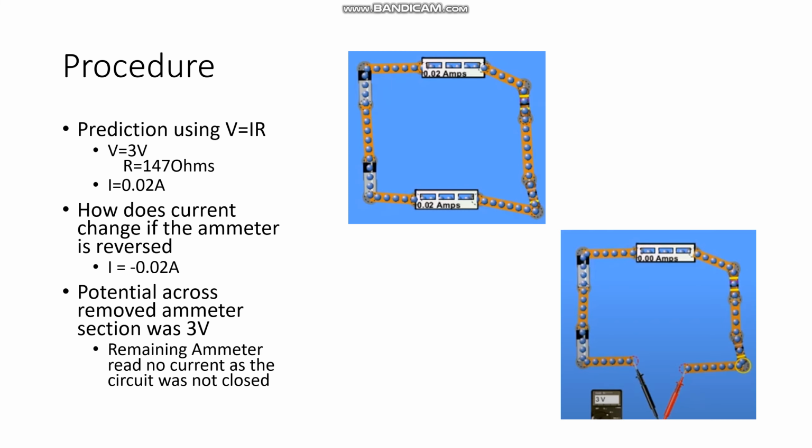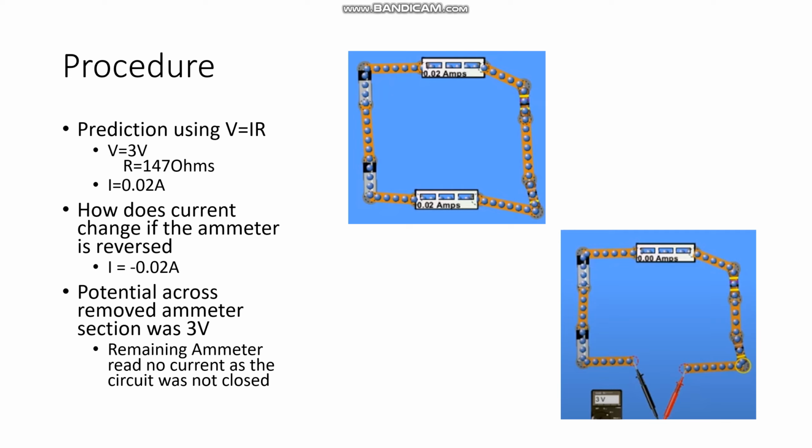So, some quick procedures for the initial portion of this: predicting what the current should be using the voltage equation V equals IR. We have two batteries, so we know that the voltage is going to be 3 volts, or 2 by 1.5. The resistance is in series, so it's added: the 47 and the 100 ohms give 147. Plugging those into our formula, we get 0.02 amps. Then, if we connect an ammeter reversed, what we're going to see is that the current registers as negative. So in this case, we would get negative 0.02 amps.